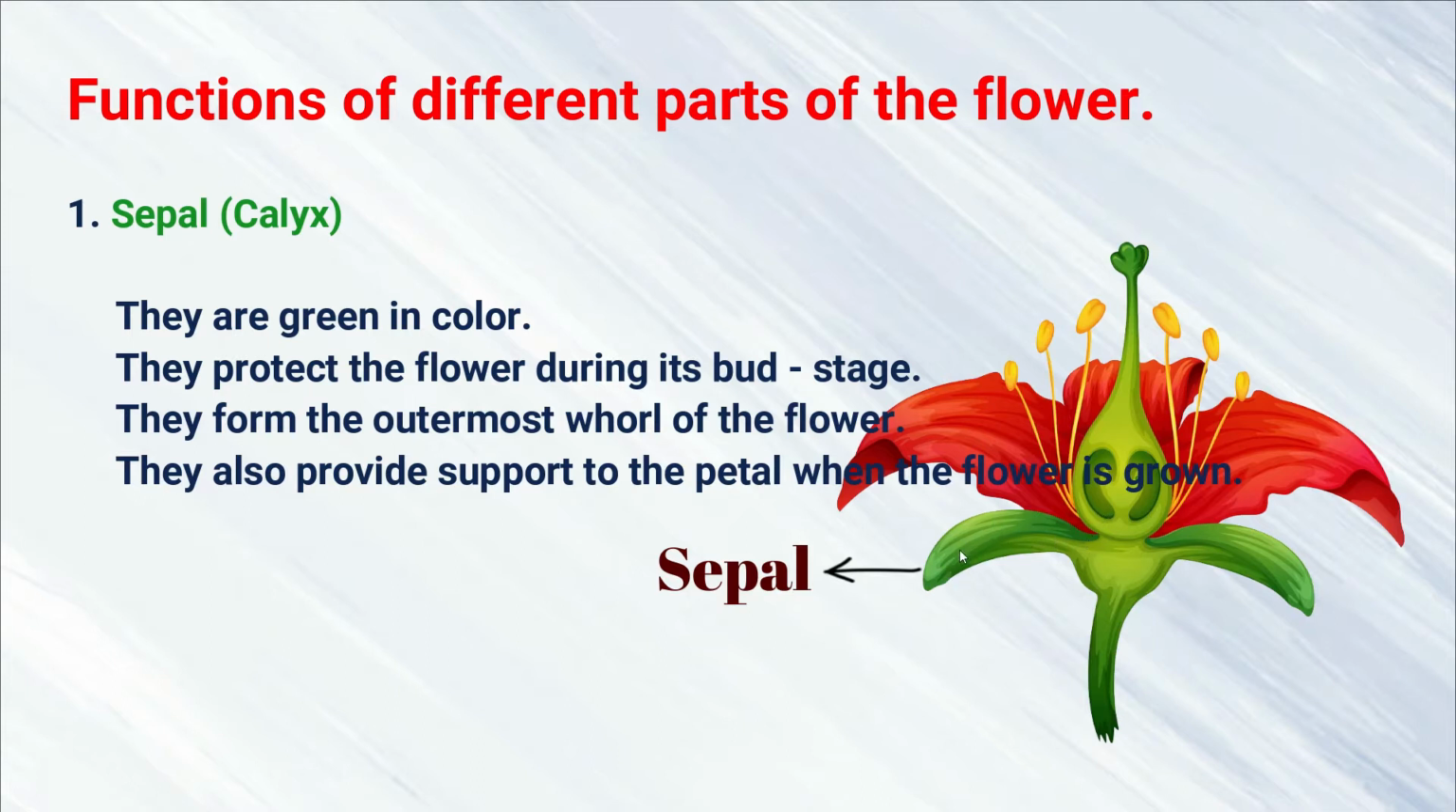See, this is a green leafy structure which we are watching in the image. This is the rounded green leafy structure. This is known as sepal. They are green in color, and the function is what? They protect the flower when it is in its bud stage. They form the outermost wall of the flower. They also provide support to the petals.